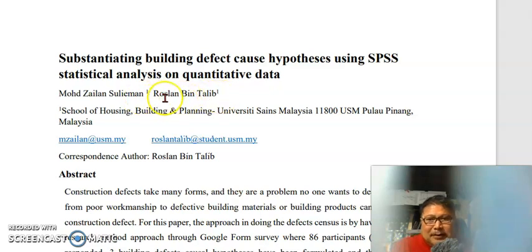My name is Roslan Talib, together with my supervisor, Associate Professor Dr. Zailan Suleiman from the School of Housing, Building and Planning, University of Science Malaysia. We will present this paper named Substantiating Building Defect Cause Hypothesis using SPSS statistical analysis found from the quantitative data.